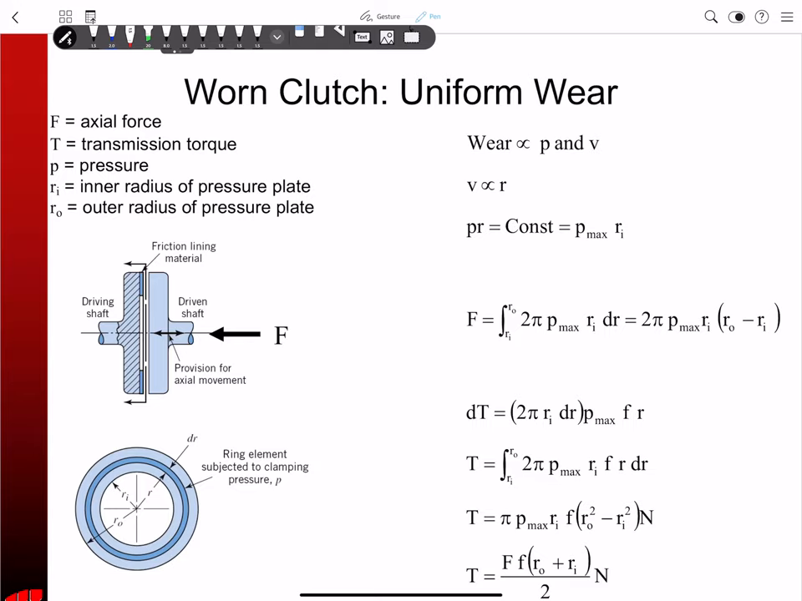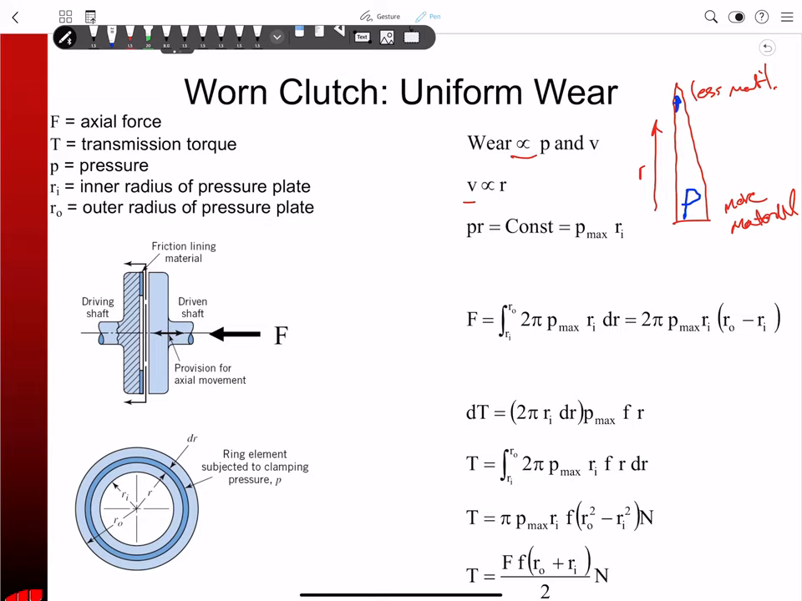Okay, so wear is proportional to pressure and velocity, right? Velocity is proportional to radius. So as I go far away, increasing R, I'm going to have more material here, more material, and then this is less material. More, less material up there, which means I'm going to have a higher pressure here, and then I'm going to have lower pressure out here.